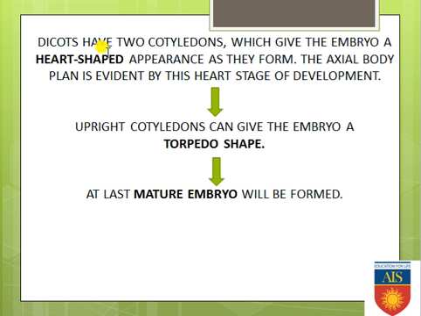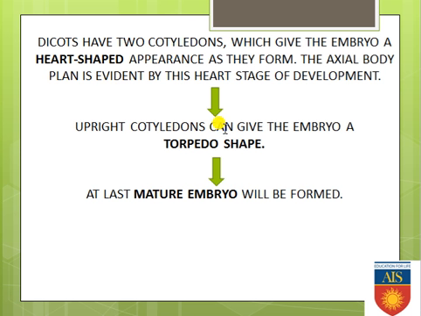Next, dicots have two cotyledons which give the embryo a heart-shaped structure. Specifically, if you study dicot plants or dicot seeds, you will see that due to the presence of two cotyledons, the embryo is obtaining a heart-shaped appearance. From the globular structure, the axial body plan is evident by the heart stage of the development. That means there is actually an embryonal axis present, which is proven with the help of this heart-shaped embryo. So this has come after developing the globular-shaped embryo.